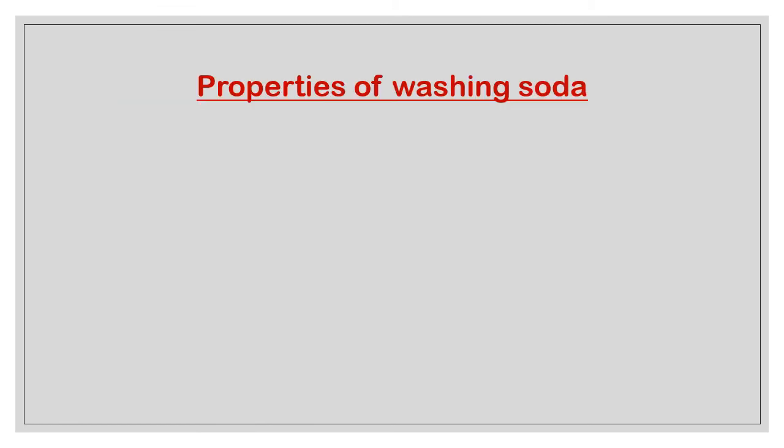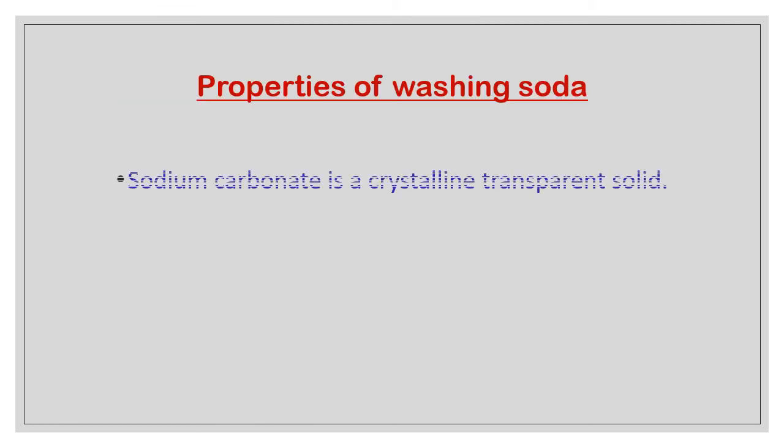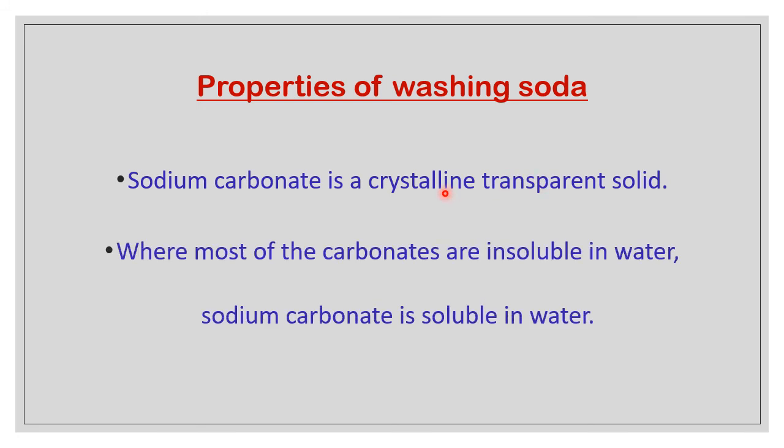Now we'll go further. Some properties, not all, some properties. Sodium carbonate is a crystalline transparent solid. Okay, transparent means what? Not like a glass. So it allows some light rays to pass through. That's why it is called transparent, but it is crystalline. Whereas most carbonates are insoluble in water, sodium carbonate is soluble in water. This is the specialty of sodium carbonate. Okay, and this will give cleaning action in water.